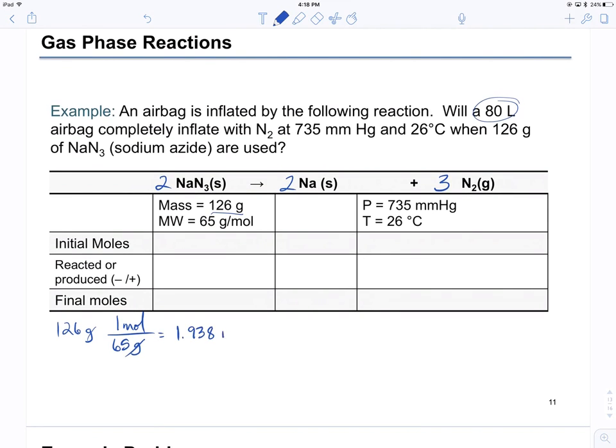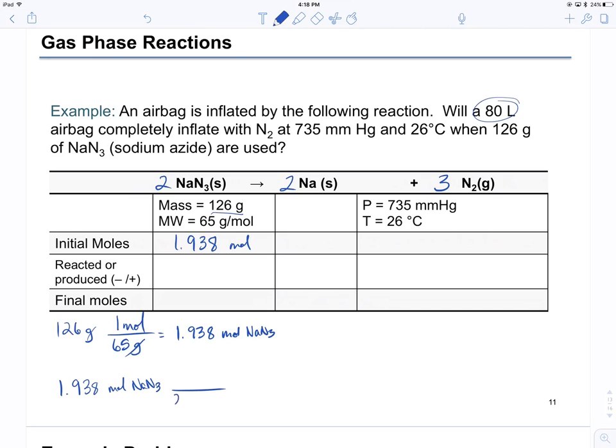All right, and then we get 1.938 moles of sodium azide. Okay, so plug that into your table. All right, now this is an easy one. We don't have to worry about limiting reactant because we only have one reactant, so therefore it has to be the limiting one. So we're just going to then calculate our yield of nitrogen, 1.938 moles of sodium azide.